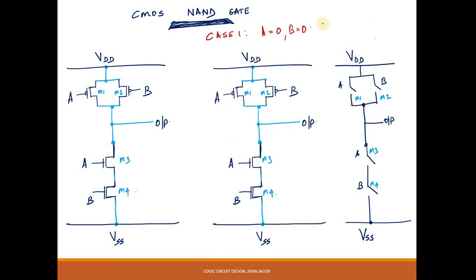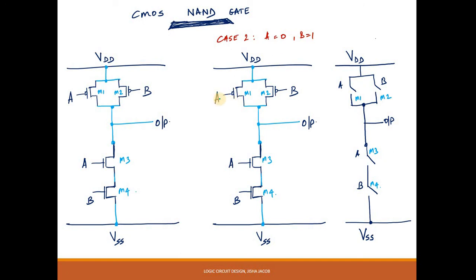Let us take the first case where A is equal to 0 and B is equal to 0. In that case, M1 is on, M2 is also on. PMOS on, therefore switches are closed. M3 and M4 will be off, and therefore these two will remain off, and therefore no current can flow in this direction. Therefore, the output will be pulled up to VDD and the logic output that you get is a 1.